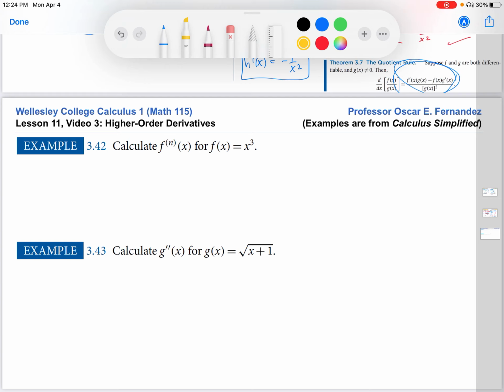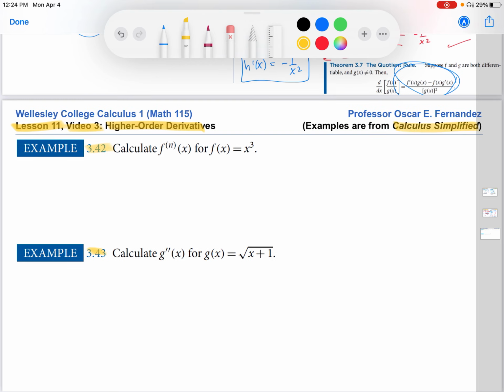Hi, this is Professor Fernandez. This is video 3 in lesson 11. We're talking here about higher order derivatives, and I will tell you about that through two examples from Calculus Simplified.